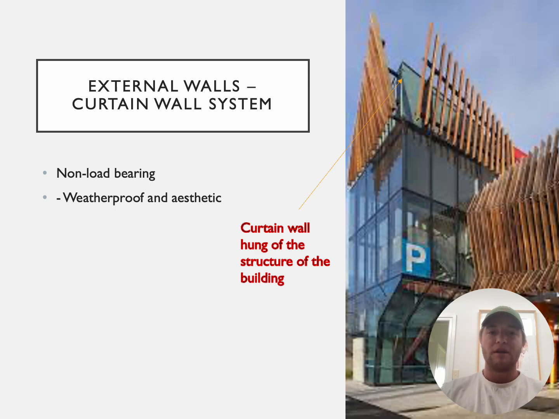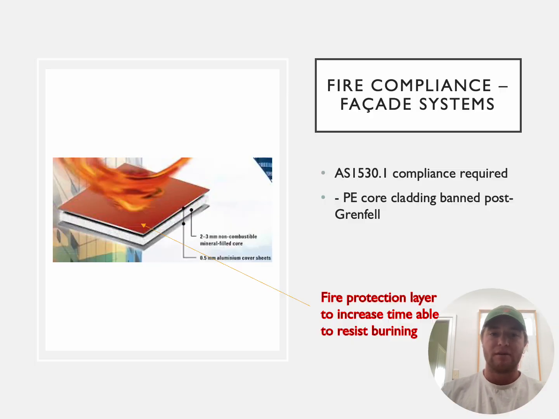Curtain walls are a popular external wall system. They are non-load bearing and often made of glass or composite panels. Their main role is weatherproofing and improving aesthetics. In the Infinity project, curtain walls provide both visual appeal and protection from coastal weather.